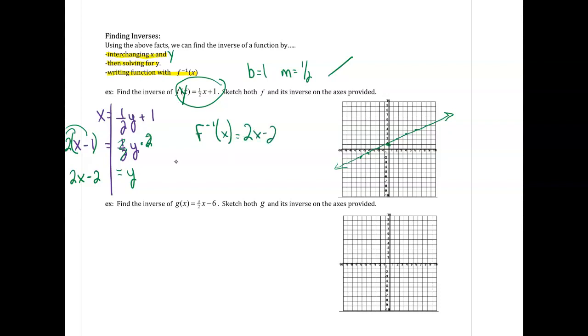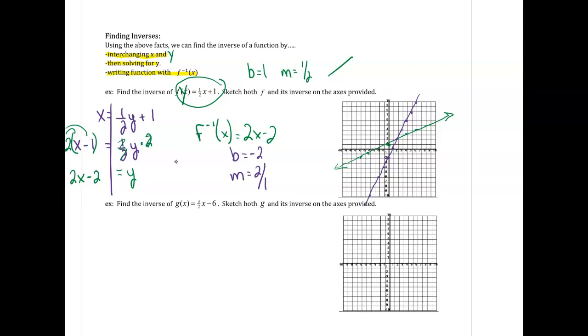So now what I'm going to do is graph this line. I'm going to begin at -2, and my slope is going to be up 2 over 1. So just give me a moment. And now I have two functions that are inverses of each other.